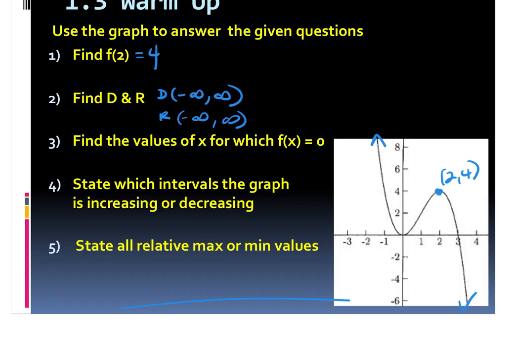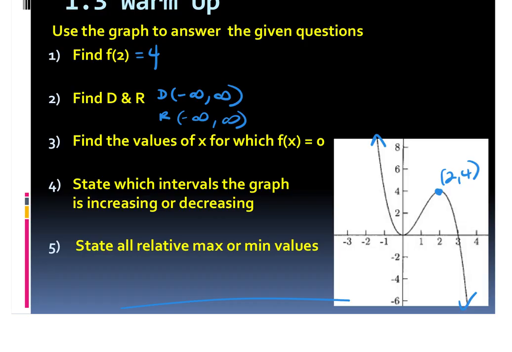Then came the question, find the values of x for which f of x equals 0. F of x is the same thing as what? Y. So we're saying where's y 0, what else is that called? It's called, these would be x-intercepts, right? These would also be zeros. These would all be roots, like all those names, okay?